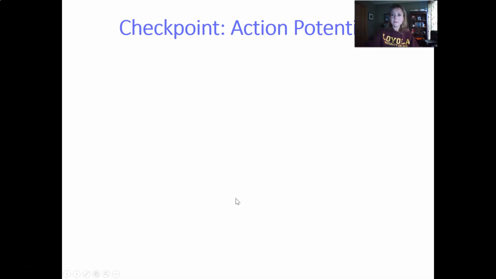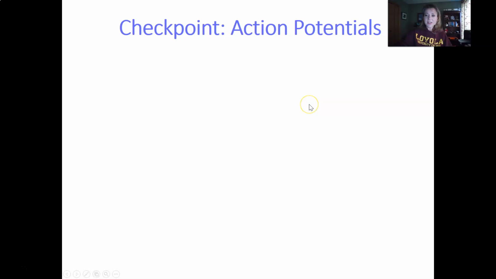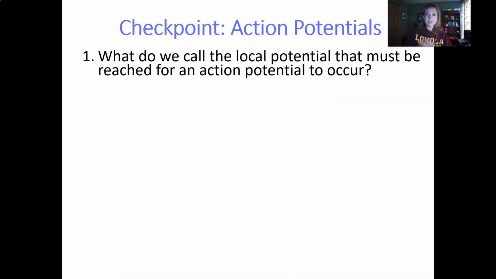Okay, so let's see how much you remember from this little section of video. Our first question: what do we call the local potential that must be reached for an action potential to occur? If you said threshold, you'd be right, and that's typically negative 59 millivolts, but there are many sources that also say negative 55 or negative 60. Negative 55 to negative 60 is usually the range that I've seen.